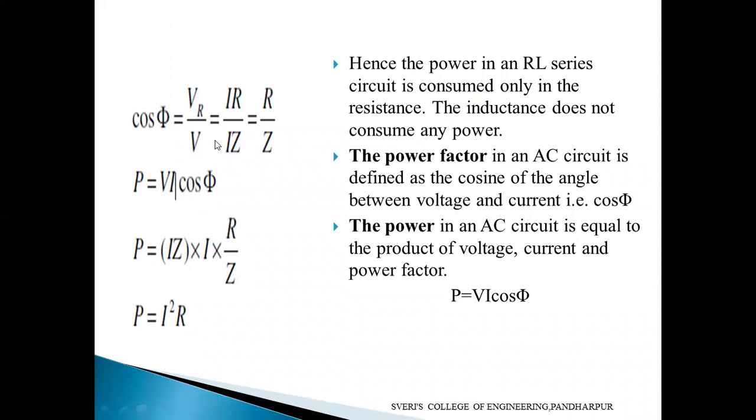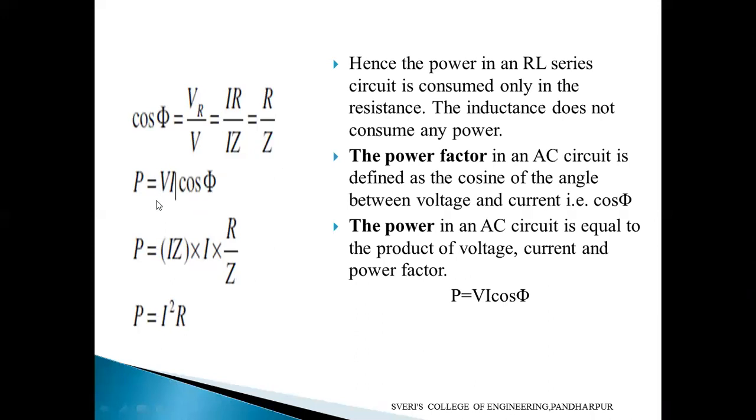From the phasor diagram, it is observed that cos phi equal to VR by V. VR is the product of I and R, so VR equal to IR, and V equal to IZ. So I gets cancelled, R by Z. So cos phi equal to R by Z also we can write down.